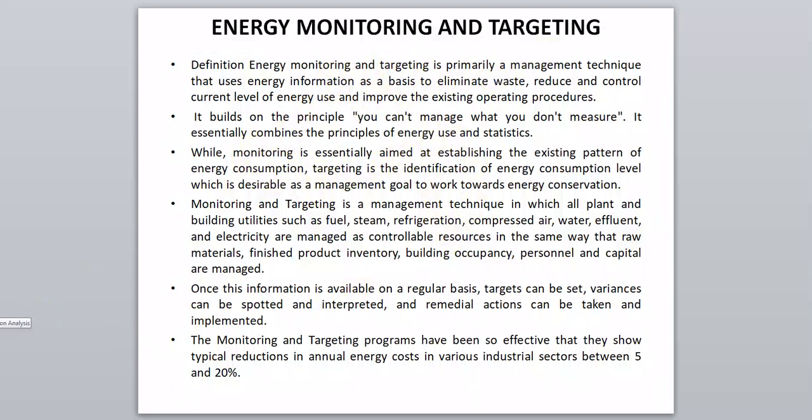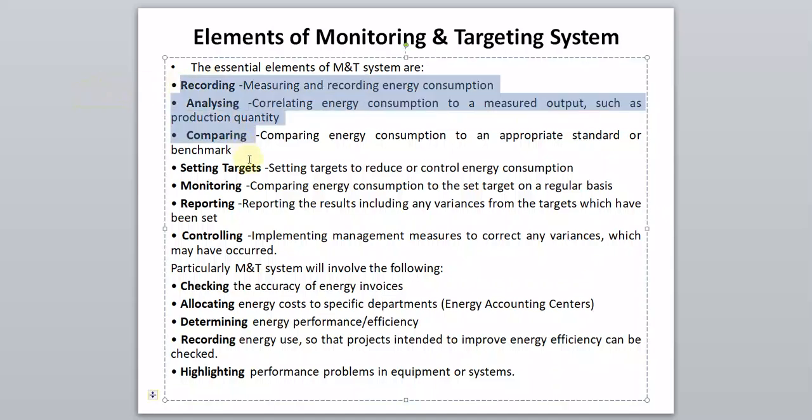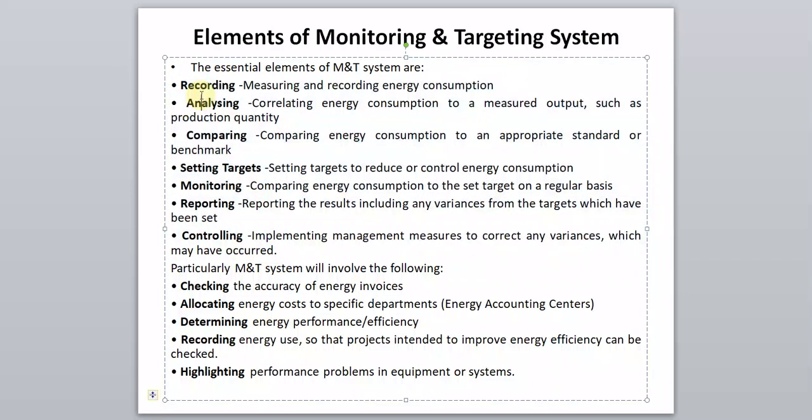industry. Now next is the elements of energy monitoring and targeting. So what are the different parts, or you can call them elements, of the energy monitoring and targeting system that we are going to see? There are seven elements of energy monitoring and targeting. So we will see them one by one.